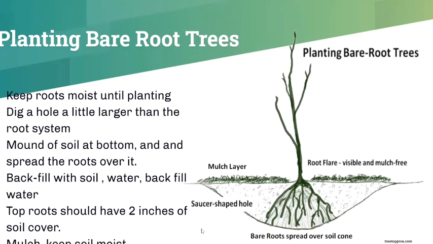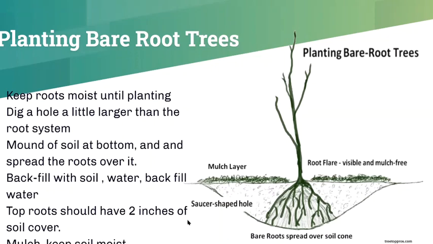The top roots here should have about 2 inches of soil, and you want to make sure that you can see the root flare. And if it's a grafted tree, you want to make sure that the graft part of the tree is 3 to 4 inches above the soil level. And then you want to mulch it. I didn't say that about the other one, but you do want to mulch.